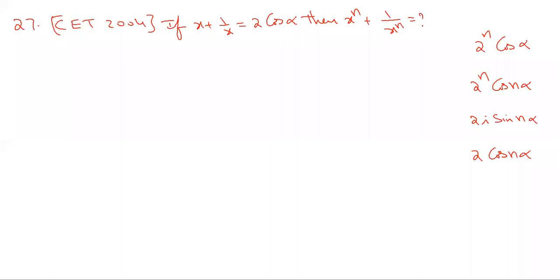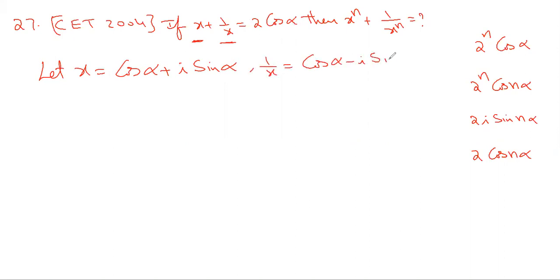See, for this kind of problems, what you need to do is, you see this x and 1 by x, and their sum is cos alpha. Then you need to consider x is equal to, and this will directly imply that x is equal to cos alpha plus i sin alpha. Basically, cos alpha plus i sin alpha will satisfy this equation. Then automatically 1 by x will be cos alpha minus i sin alpha.